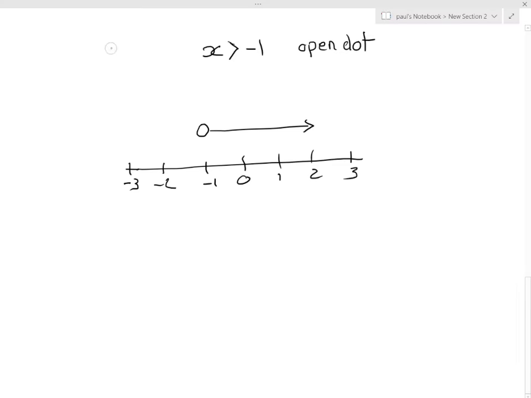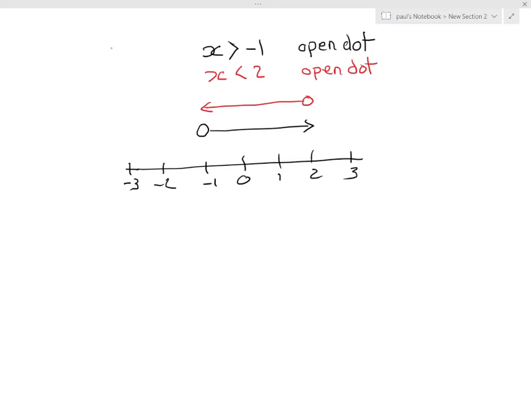If you have x is less than 2, you put the open dot above the 2, and this time we go the other way, smaller. As long as you put the arrow on the end of the line, it doesn't matter how far the line stretches. So this is, again, an open dot.